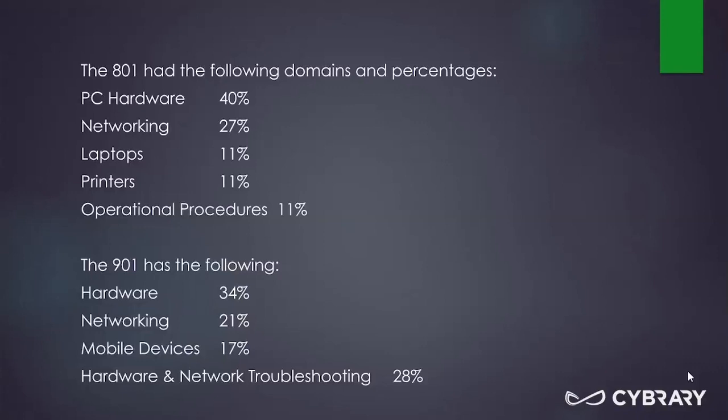First thing I want to point out is the 901 has a hardware section, not a PC hardware section. This is recognizing that there's been changes in the industry lately, and hardware has moved away from the PC and moved on to tablets, phones, handheld scanners, that sort of thing. Networking takes 21%, mobile devices 17%. Mobile devices are encompassing the tablets, the laptops, the smartphones, of course. And then hardware and network troubleshooting, 28%.